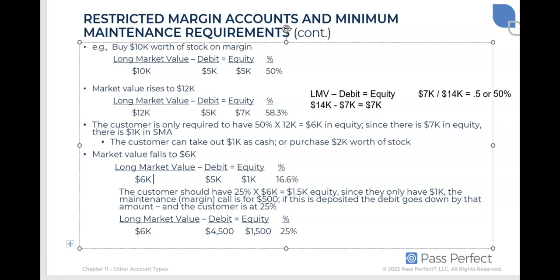What's the maintenance requirement? 25% of $6,000, which would be $1,500. They have $1,000 equity. They need $1,500 just to be at the minimum maintenance requirement. So they're going to get the margin call or maintenance call for $500. You can deposit $500 cash, or sell off enough stuff, or deposit enough securities to get your equity above the minimum 25% maintenance requirement. If they deposit another $500, that's going to be applied against their loan, at least partially. So now their loan is $4,500. $6,000 worth of investments minus a $4,500 loan is $1,500 of equity, and $1,500 divided by $6,000 is 0.25 or 25%.